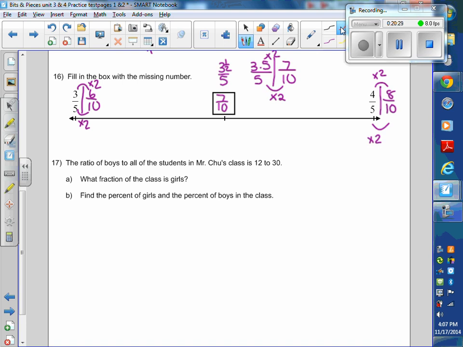So the ratio, so probably thinking ratio table, of boys to all of the students in Mr. Chu's class is 12 to 30. So we know we have boys, and we have a total. But the first question says, what fraction of the class is girls? So we really want to make a table with boys, girls, and total.